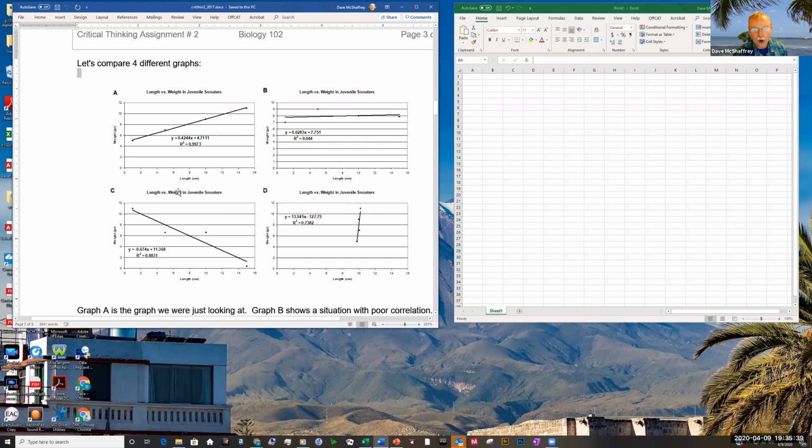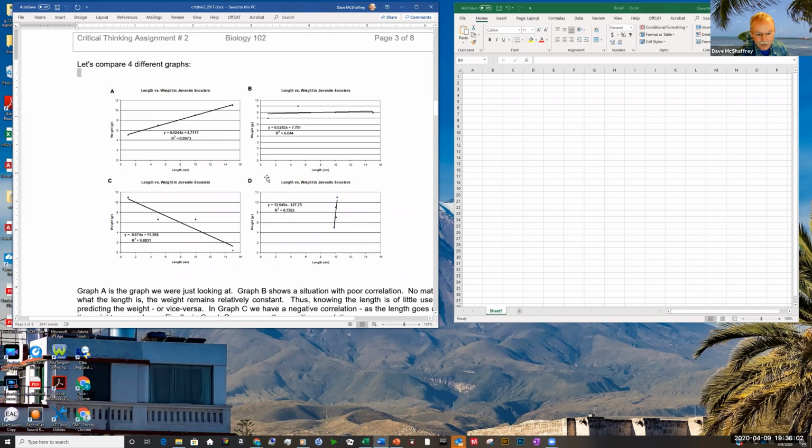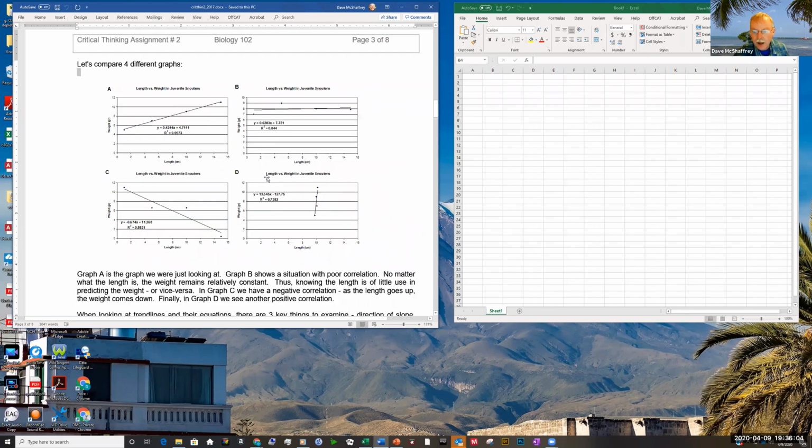So these are the four possibilities we could have. We could have a regular positive slope or negative slope. We could have a fit that's very tight or a little bit looser, and we can have very flat graphs or very steep graphs, and they all tell us a little bit different thing about our relationship. So those are some of the things that we might see. Okay. I'm going to scroll down a little bit more, okay?